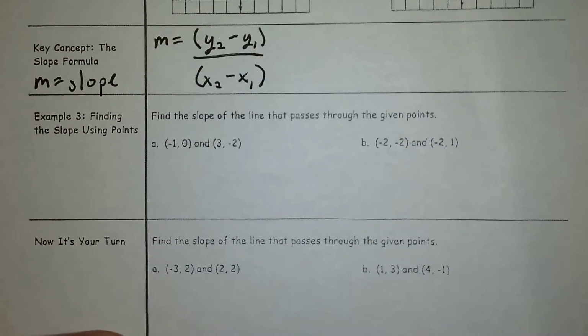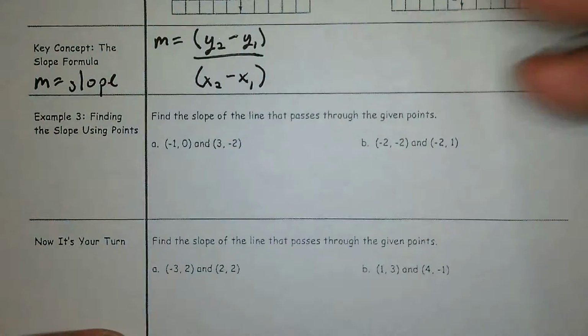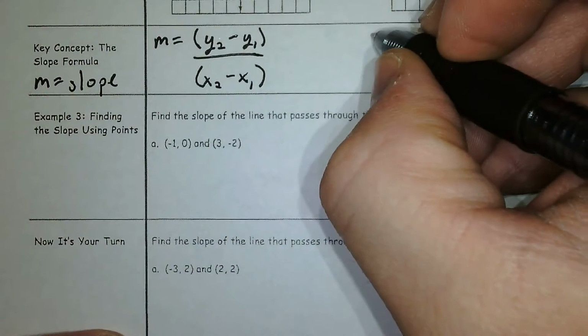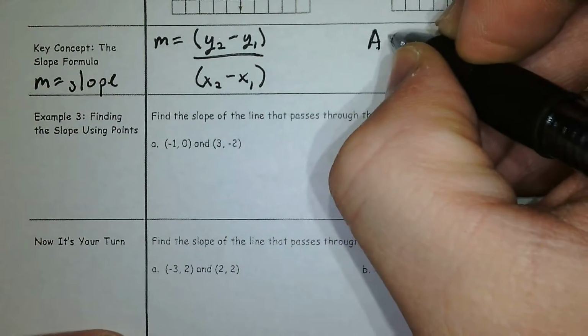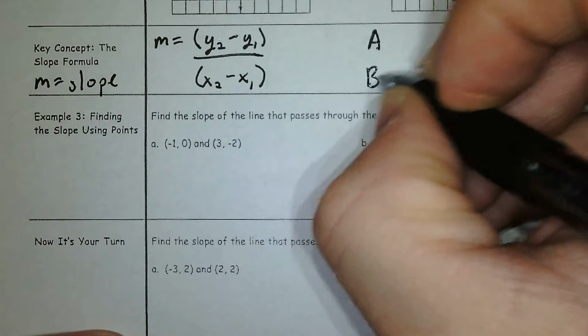Now, I know it sounds confusing. It's really not that hard though. Just understand that you're going to have 2 points. What they're going to do is give you 2 points. They're going to give you point A and they're going to give you point B.